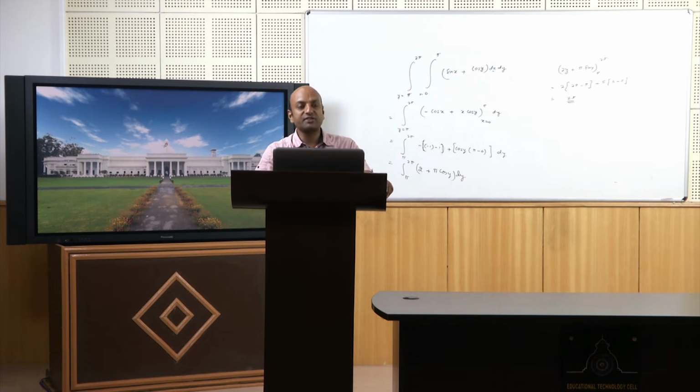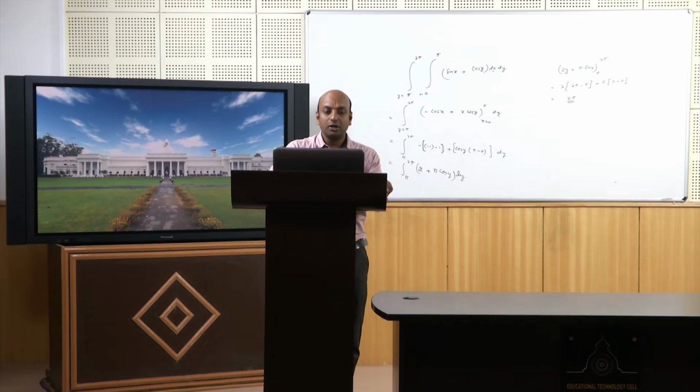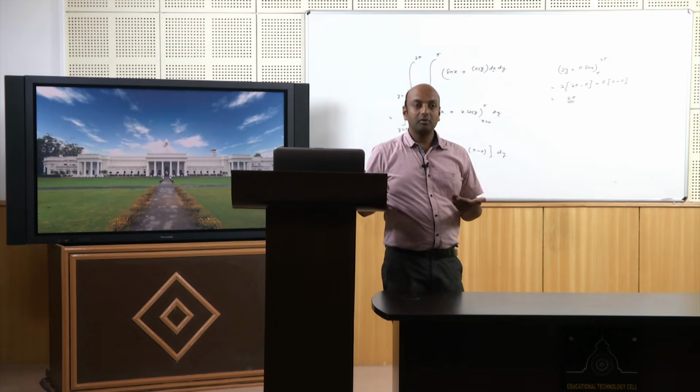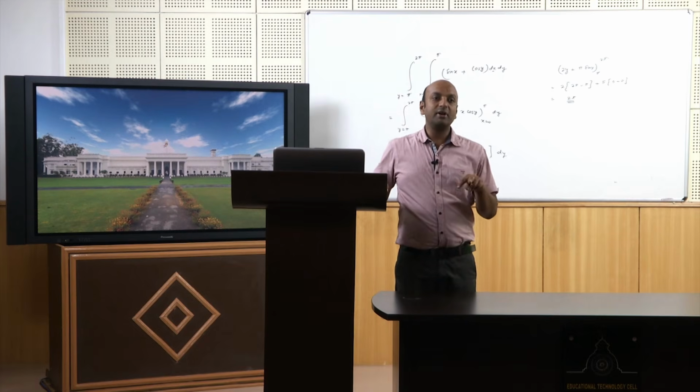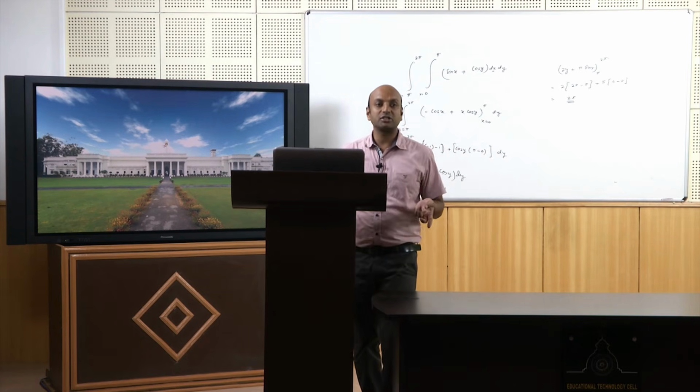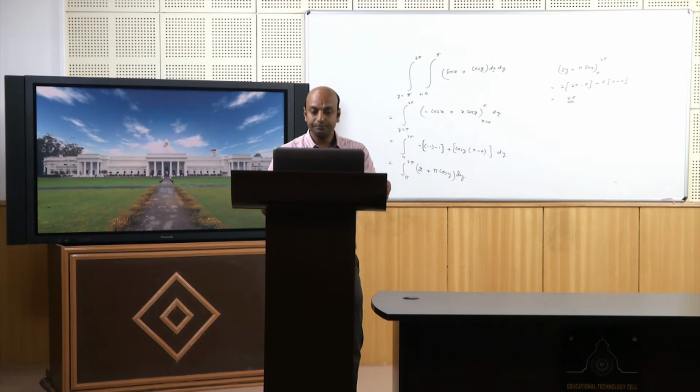Now, the Fubini first form, what is that? If f(x,y) is continuous throughout the rectangular region R, where x is varying from a to b and y is varying from c to d, then if you interchange the limits, the value will remain the same. So, if the limits are constant and we interchange the limits, the value of the double integral will not change. This is Fubini's theorem, or the first form.